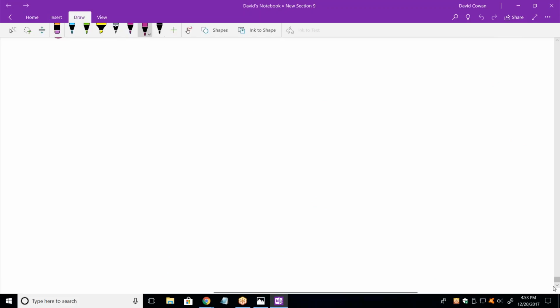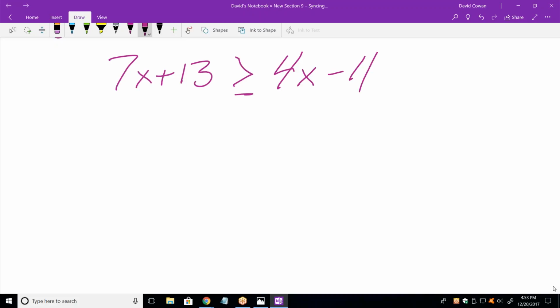Okay. So 7x plus 13 is greater than or equal to 4x minus 11. First of all, solve it. So is this where you set one side to 0? Nope. That's quadratics. When you're dealing with linears, this is a linear inequality. You gather all your variables on one side, all your numbers on the other. Which side do you want to put your variables on, the left or the right? The left. Your variables are going on the left. Your numbers are going on the right.